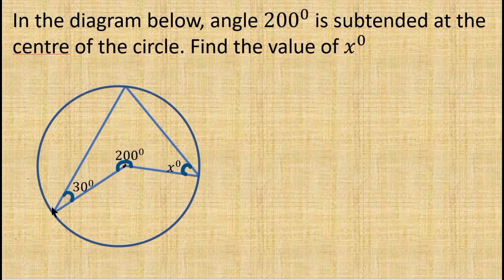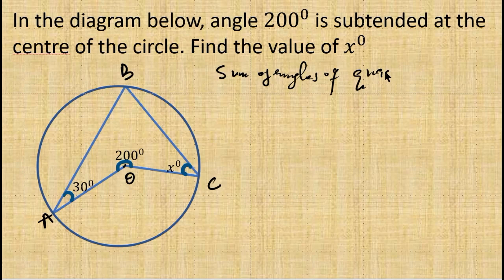Now if you look at this shape, let's name this shape. Let's call this A, B, C, and O. Now, the shape in the circle is actually a quadrilateral. Now, we know that the sum of angles of a quadrilateral is equals to 360 degrees.